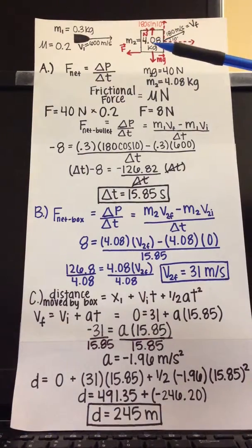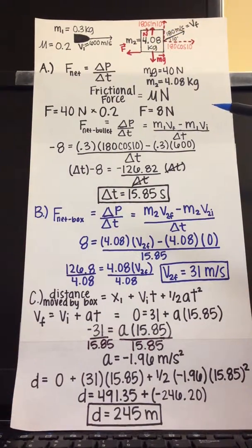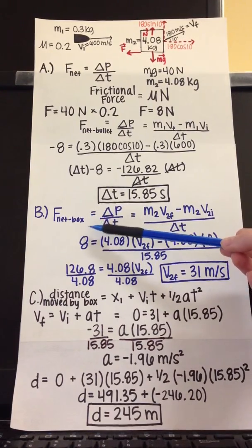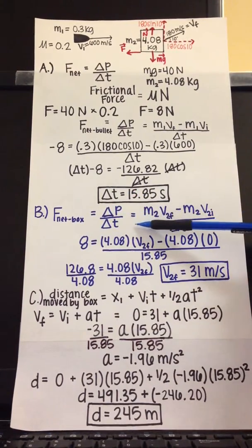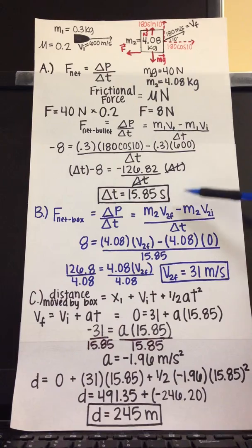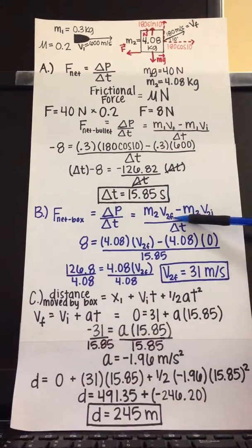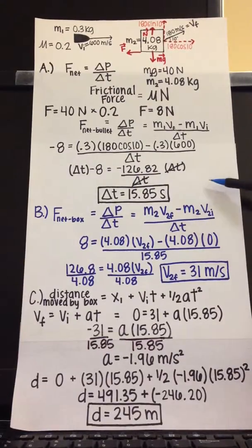And then for part B, they ask you to find the speed of the block when the bullet hits it. So I knew that we have to use the same formula. The net force of the box equals the change in momentum over the change in time. And this time we know the change in time, so we still have to find the force of the box again, and we're looking for V2F. In order to find that, I filled in all my variables with my values.